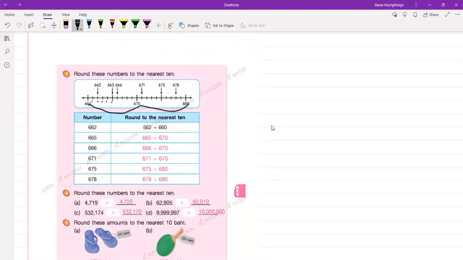Okay, see if you can complete this table. The first one's done for you. 662 rounded to the nearest 10. You round it down. Look at the last digit. Round it down to 660. Okay? Right. The other 5, look at the last digit. Tells you what to do.